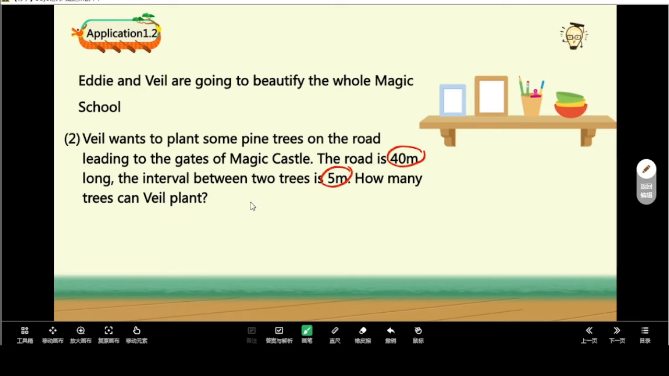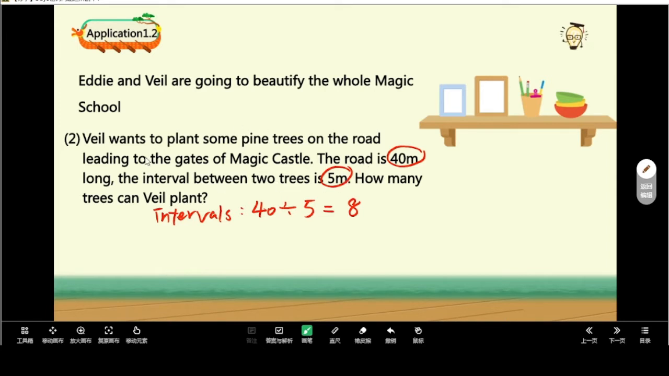What is the first step before we do this type of question? Yes, we need to get our intervals. So how can we calculate our intervals? We can use 40 divided by 5 equals 8. Very good. That means we have 8 intervals in this question. And how about the second step? What do we need to do? Yes, we need to think about how we plant trees.